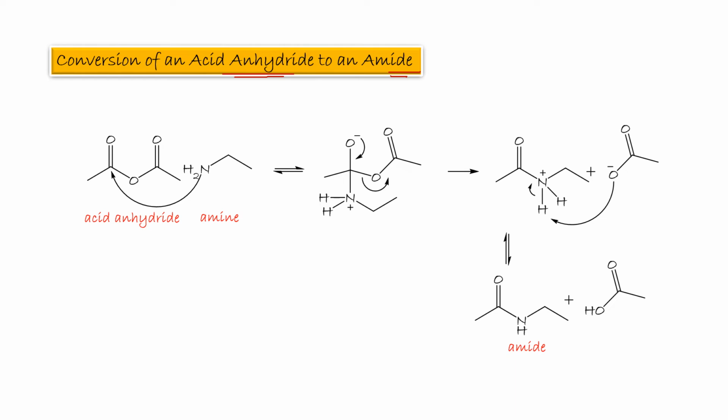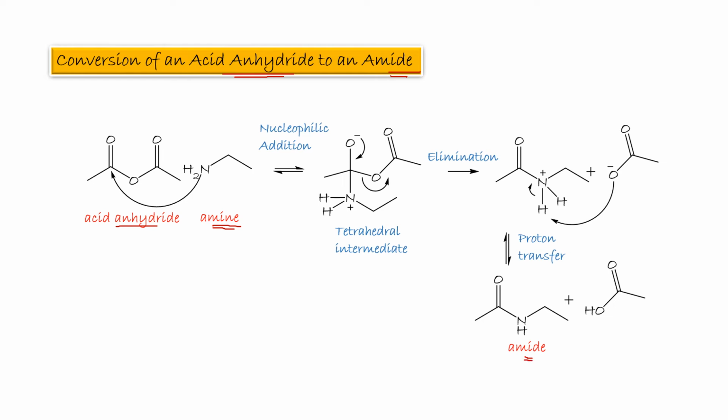Reaction of anhydride with ammonia gives primary amide. An anhydride reacts with primary amine to give secondary amide. Reaction of anhydride with secondary amine gives tertiary amide. So here we have the primary amine, nucleophilic addition, forming tetrahedral intermediate, elimination, deprotonation. We mentioned again, here is primary amine, and this is secondary amide.